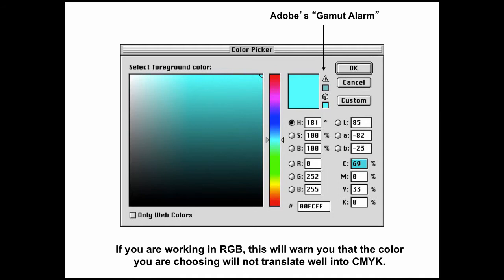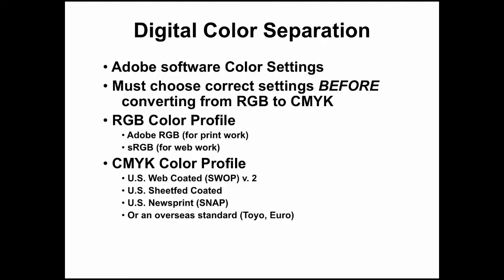So what you could do is click on that little square below the gamut alarm and choose a color that's going to stay the same when you convert from RGB to CMYK. It means you're still limited to using darker, duller colors, but at least you won't get any unpleasant surprises when you convert from RGB into CMYK space.